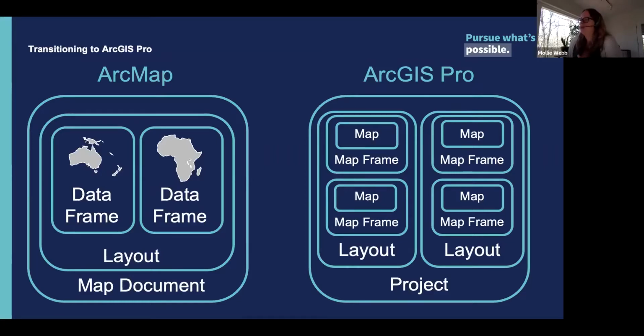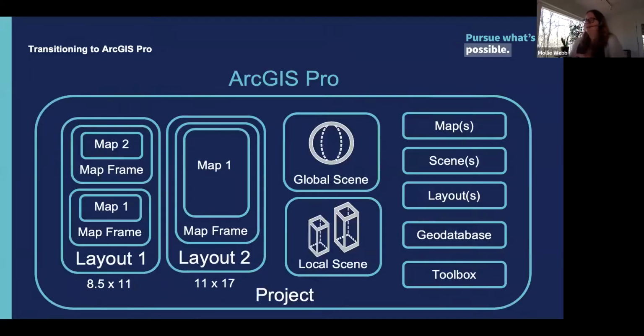The ArcGIS Pro project is more than just the project and the layout and the maps, though. I've done this expanded view to show that. So going from left to right, we've got two layouts. One layout could be a letter size layout, and another layout could be an 11 by 17 layout. They could both be fed by the same map. That's definitely possible. And we can have multiple maps within a single layout.